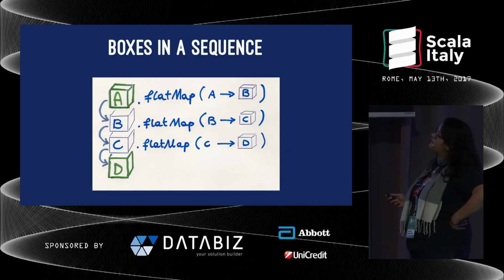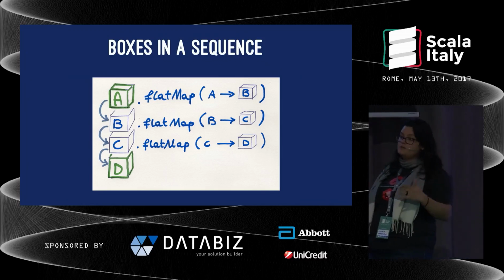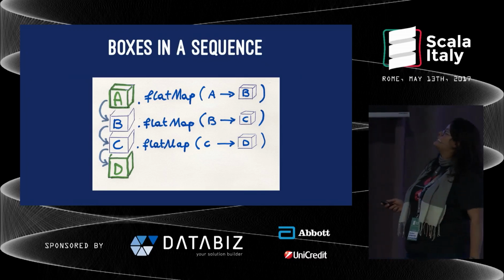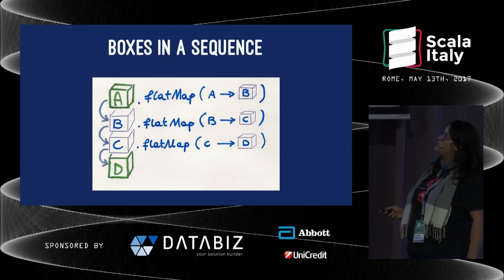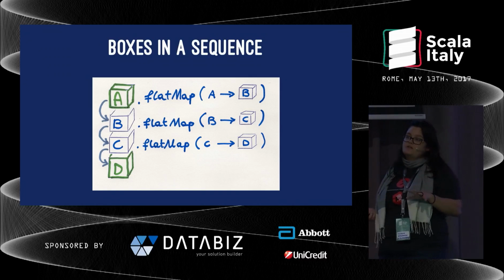We can do it again, and from a box of B, using flatMap, we can get a box of C. Do it again, and from a C, we can get a box of D. So basically what we have done is that in sequential order, we change the content of our box from A to D. So the order here does matter a lot.